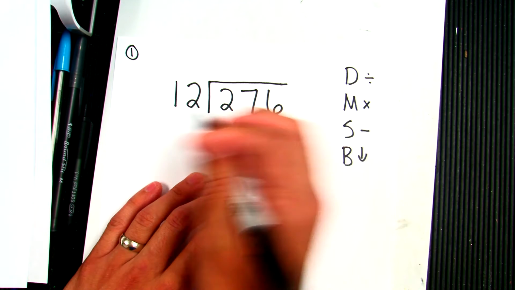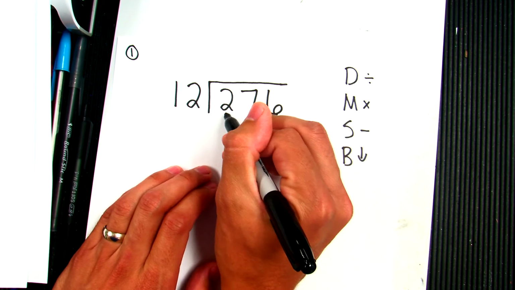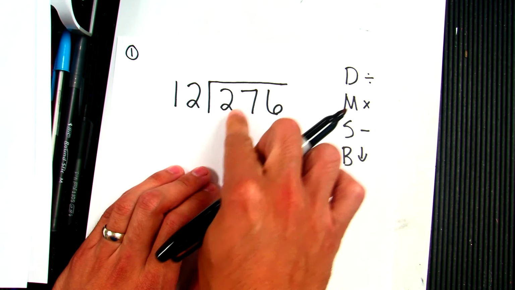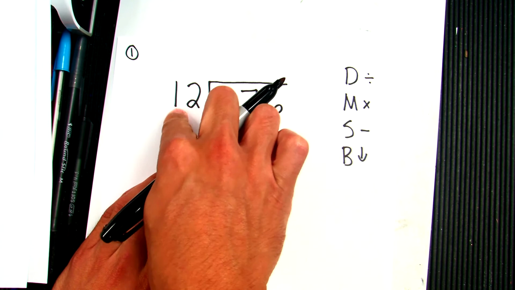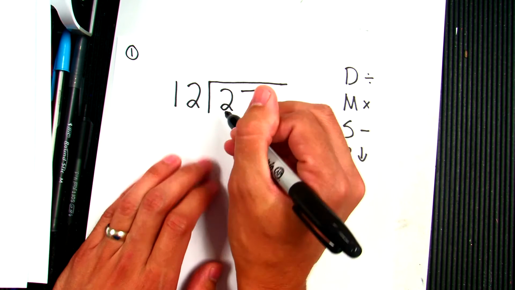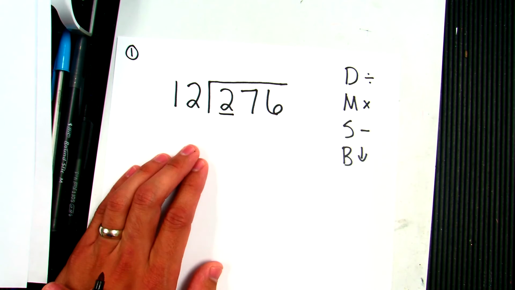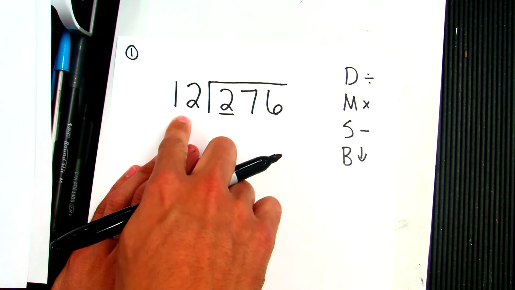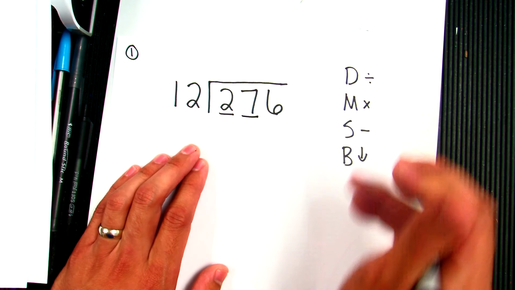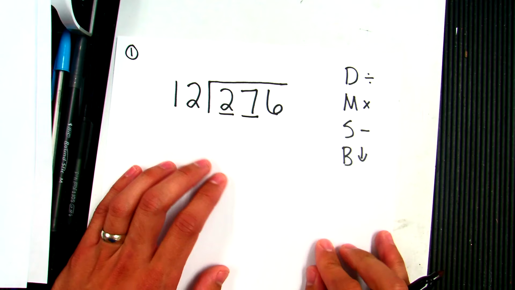Let's begin with our first example. 2 divided by 12. I always like to say my dividend and then my divisor. That's how it should be said. So 2 divided by 12. That is not possible. I cannot take 12 out of 2. So I go to my next problem. 27 divided by 12. That is possible.